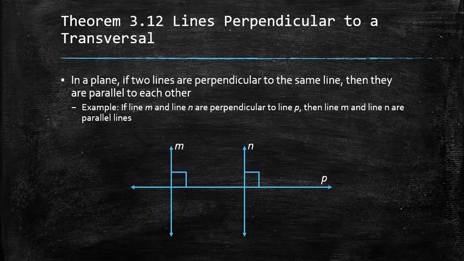Theorem 3.12, lines perpendicular to a transversal. In a plane, if two lines are perpendicular to the same line, then they are parallel to each other. For example, if line M is perpendicular to line P and line N is also perpendicular to line P, then M and N must be parallel to each other.